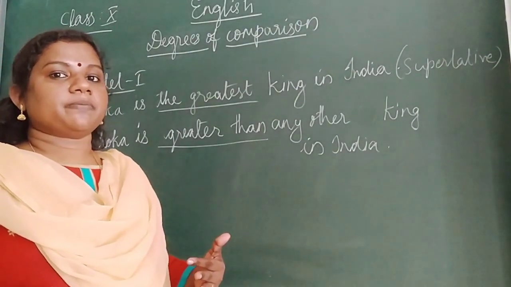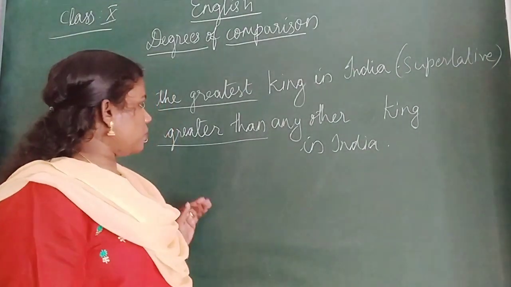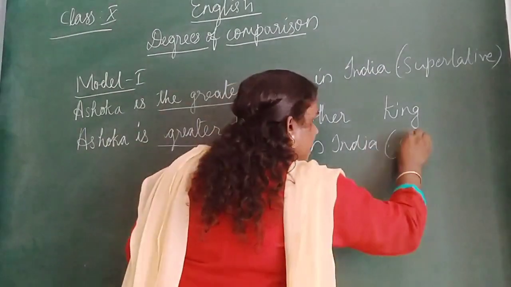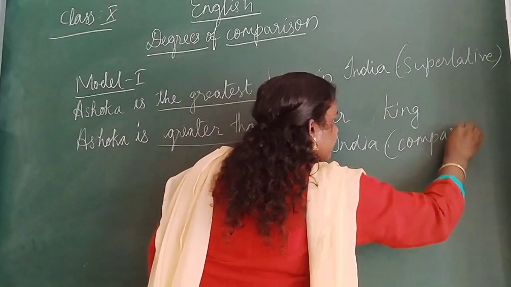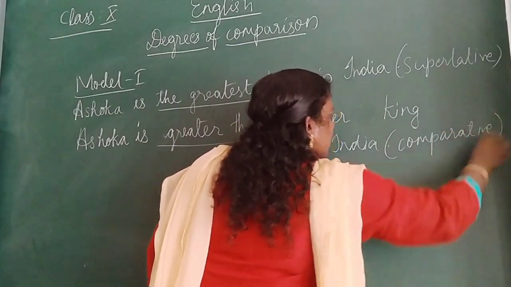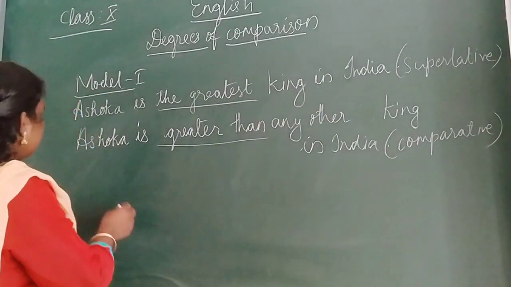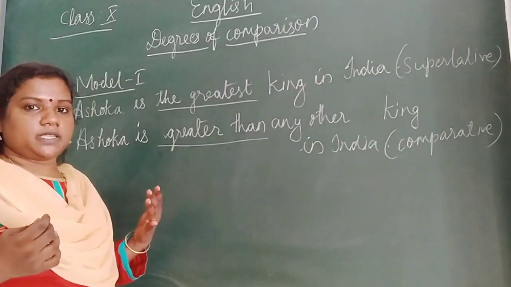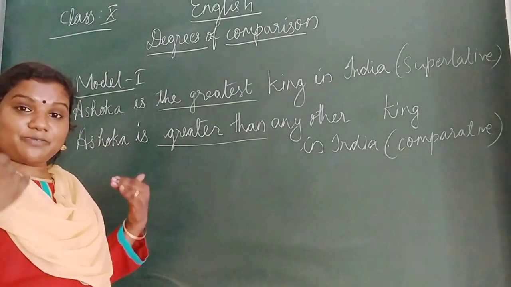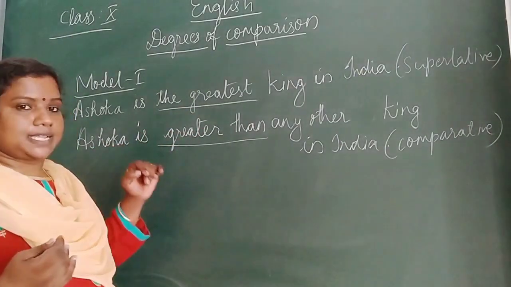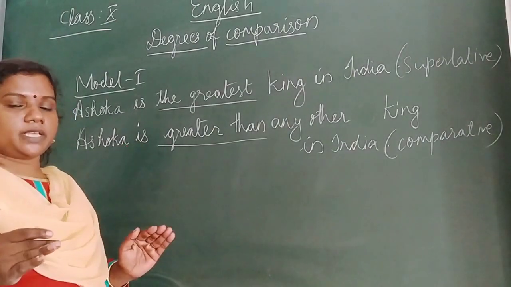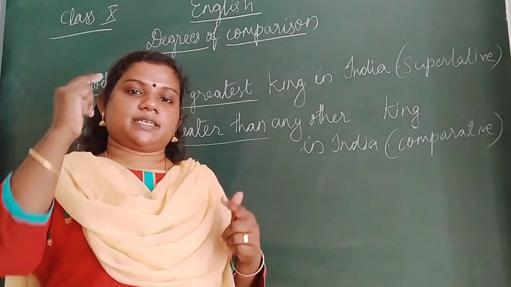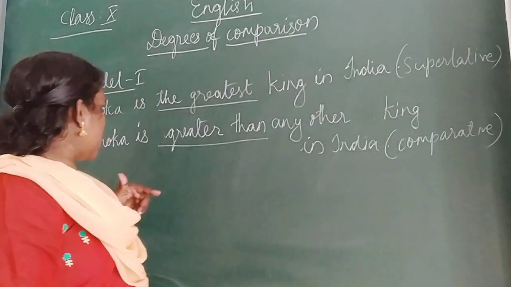Clear, students? Now we are moving to the positive degree. Actually, this is the comparative degree. Next is the positive form. What is the meaning of a positive form? What is the positive form of greatest, greater? Great. So in the positive degree we have to use great. Positive great, comparative greater, superlative greatest.